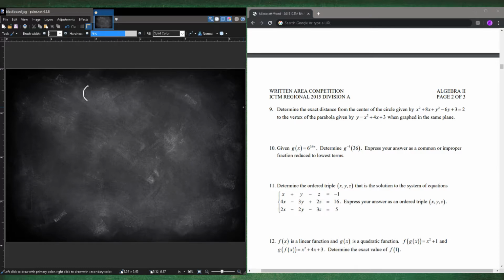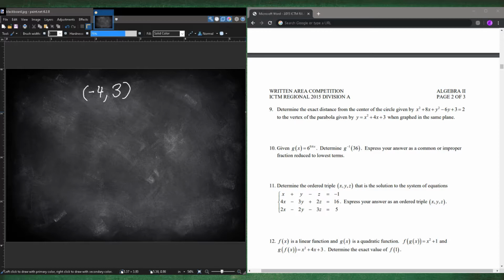So in front of the x is the 8. So 8 divided by 2 is 4, and you have to take the negative of that. So that's negative 4. Okay. So in front of the y is a negative 6. Negative 6 divided by 2 is negative 3. Take the negative of that, that's 3. So that's our center for our circle.